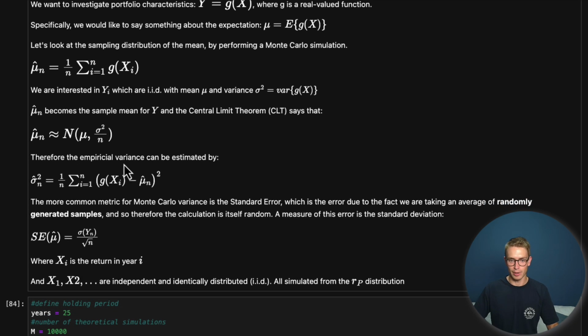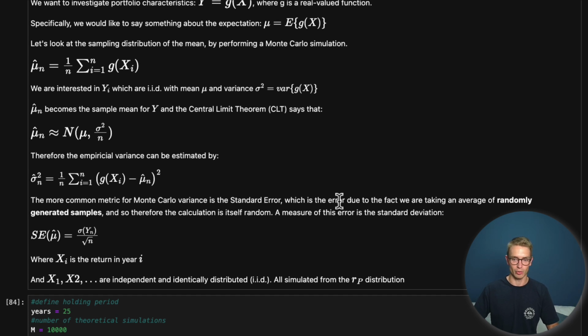So we have an empirical variance, which is estimated like this, and we have a standard error. The error is around the fact that we're only taking an average of randomly generated samples when we're doing a Monte Carlo simulation. Therefore, the calculation is itself random, and the measure that exists around this error is a standard error. It's denoted by this equation here. We take the standard deviation that we get from our actual simulations, and then we divide and normalize it by the square root of the number of simulations.